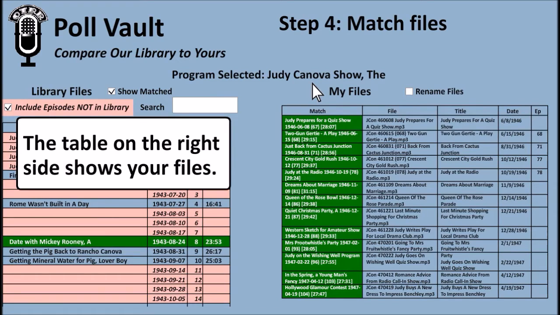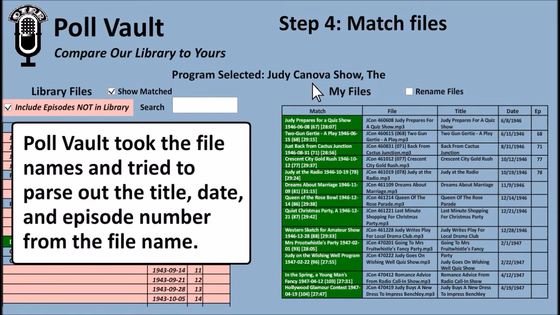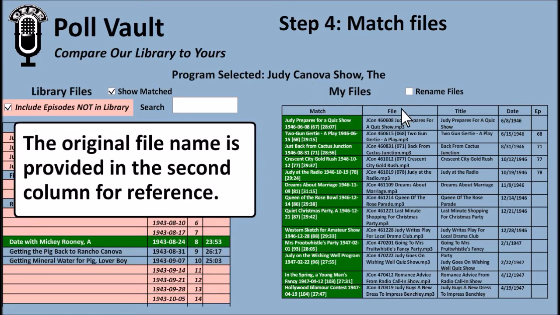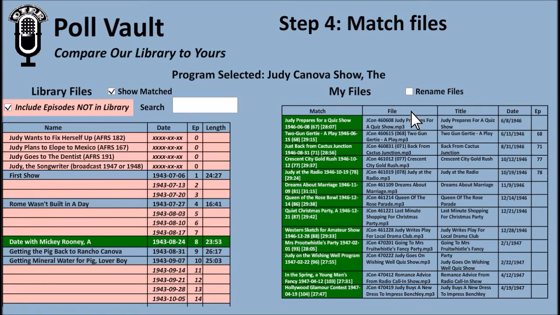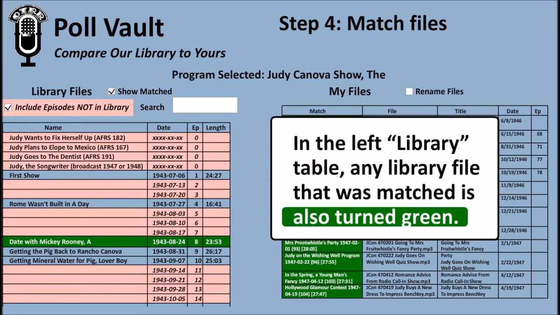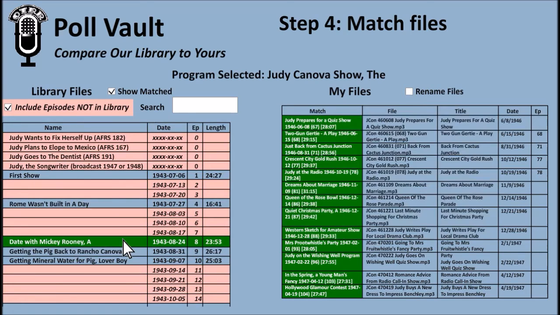The table on the right side shows your files. PollVault took the file names and tried to parse out the title, date, and episode number from the file name. The original file name is provided in the second column for reference. If PollVault finds a matching OTRR library file, the library file is shown in column 1 and turns green to indicate a match. In the left library table, any library file that was matched is also turned green.